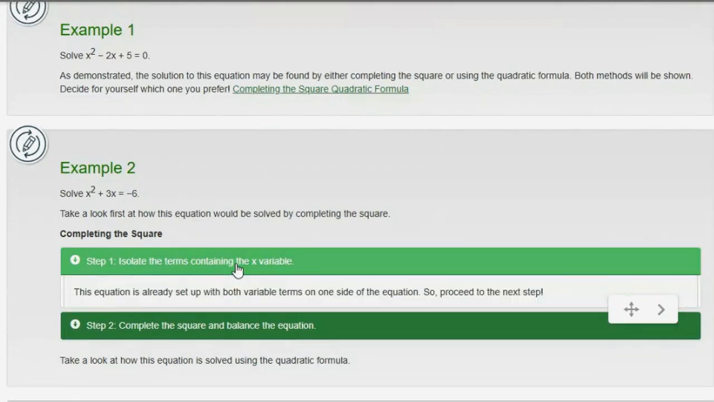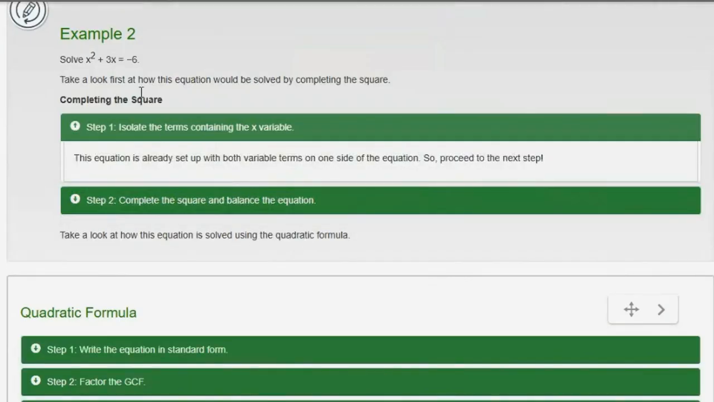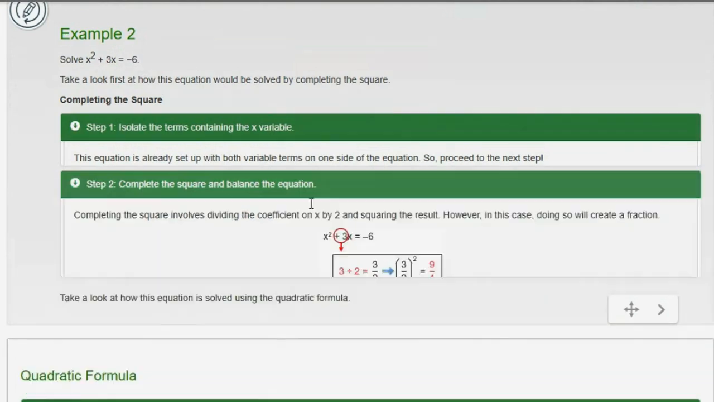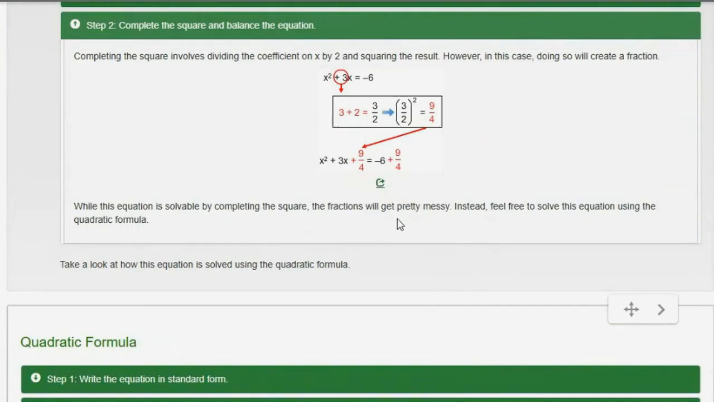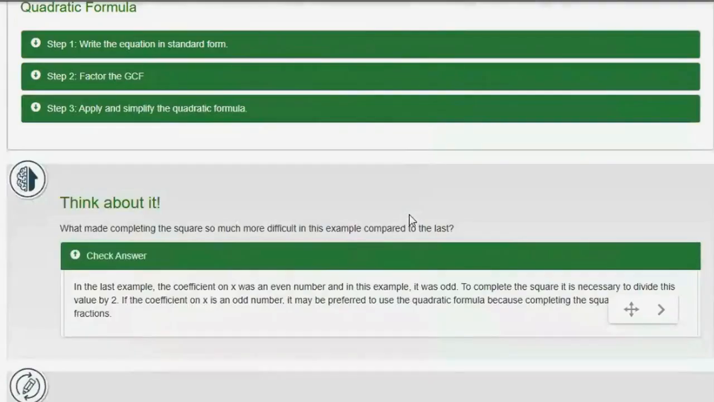Let's see. Completing the square. It's all set up with both terms on both sides. This time completing the square, you had to add 9/4 because cutting 3 in half equaled a fraction, 3 halves. And then when you square 3 halves, it becomes 9/4. So that gets a little bit messy. At that point, you might want to say, oh, I think I want to do the quadratic formula. I'm getting into a fraction. I'm having to square and it gets real messy.